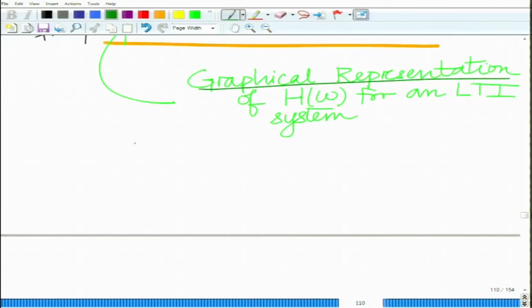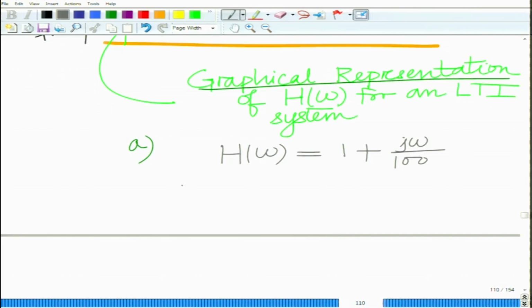For instance, look at the first example, example A. Consider the following transfer function: H of omega equals 1 plus j omega divided by 100. This is our example transfer function.